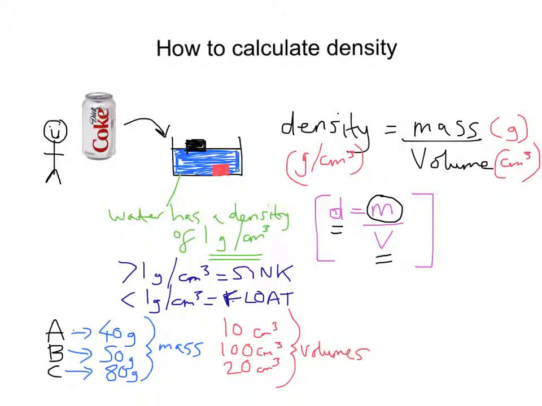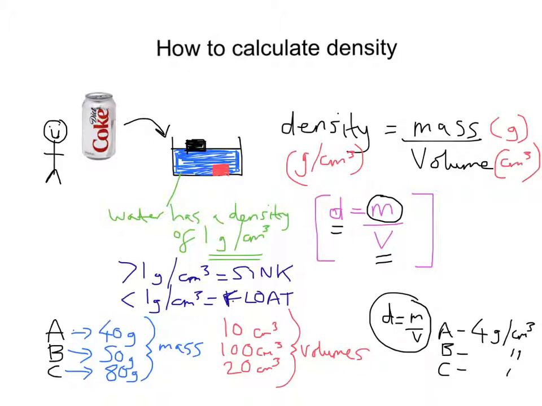Then essentially, using our formula, D equals M over V, for object A you do 40 divided by 10, so that would be 4 grams per centimetre cubed. We'll just do a little dash there to say that the units are the same. For B, 50 over 100, that would come out as 0.5 grams per centimetre cubed. And for C, 80 divided by 20, that would also come out as 4 grams per centimetre cubed. The dashed line just means the same units.